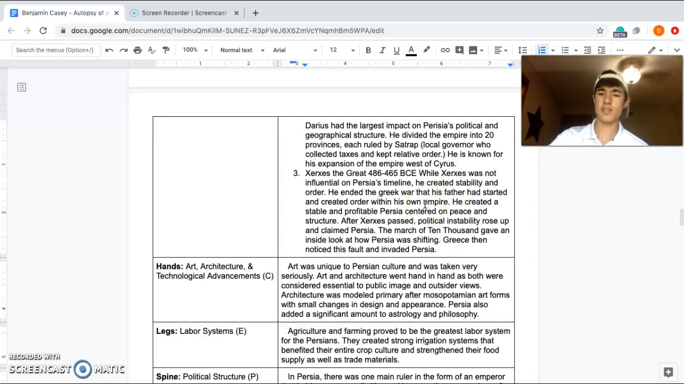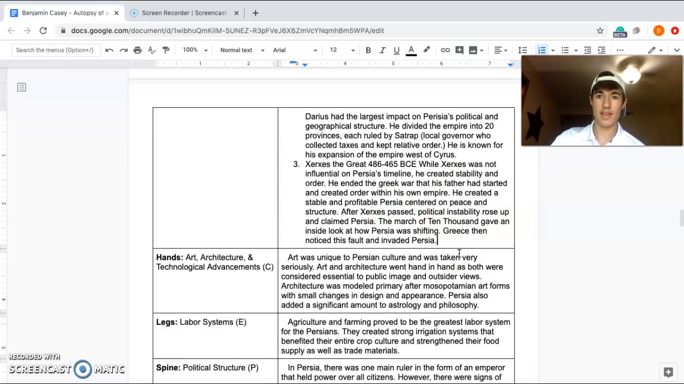And he created order within his own empire. He created a stable and profitable Persia. It was centered on peace and structure. Again, people were happy. People were prosperous. Times were good. However, the moment it got bad for Xerxes is when he died.